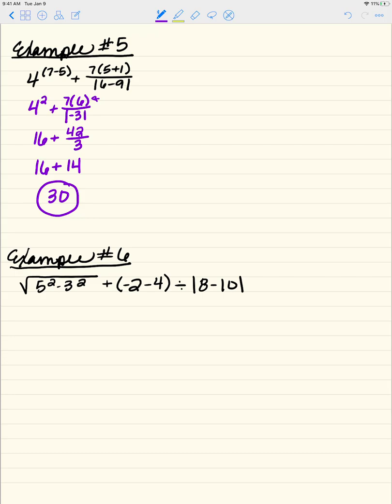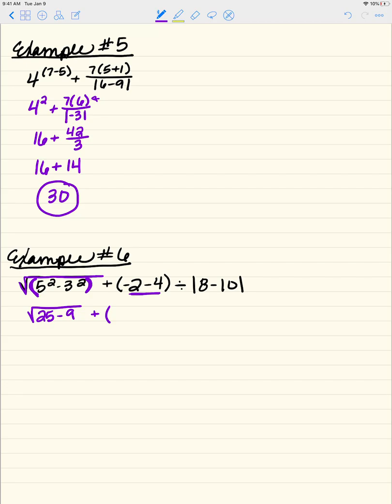Again, it looks like a lot. As long as you are careful in all of your steps, you will be fine. So, square root, the radical symbol, acts as parentheses. So it's as if this is like this. It's a grouping symbol, okay? So we're going to take the square root of 5 squared minus 3 squared. So 5 squared is 25 minus 3 squared is 9 plus, and I'm going to just tackle what's happening in these parentheses.